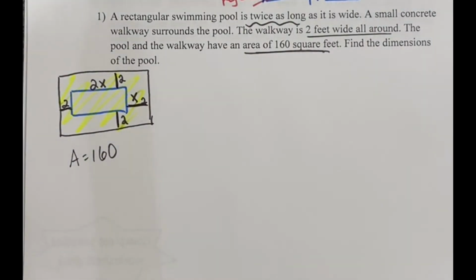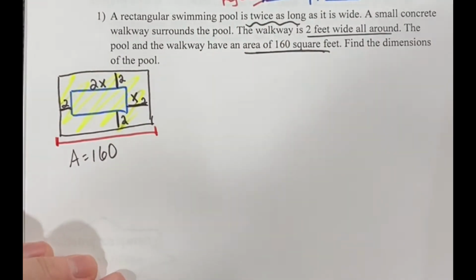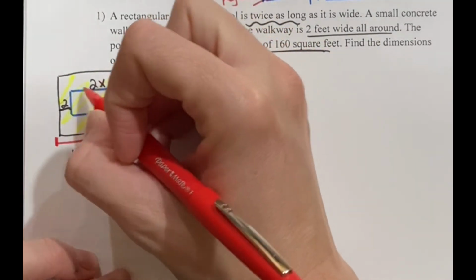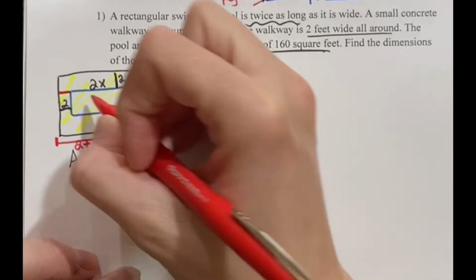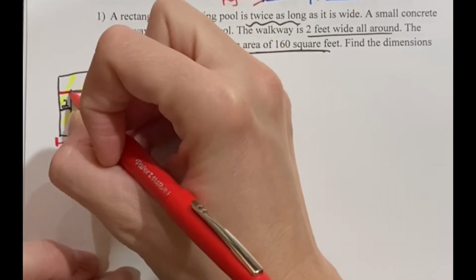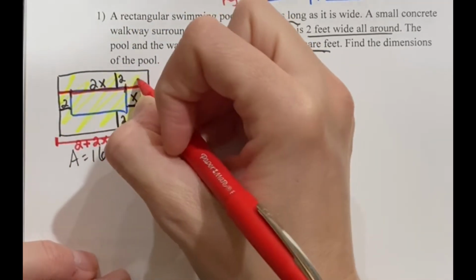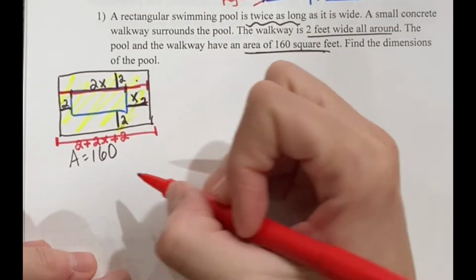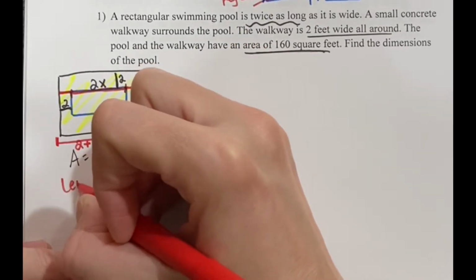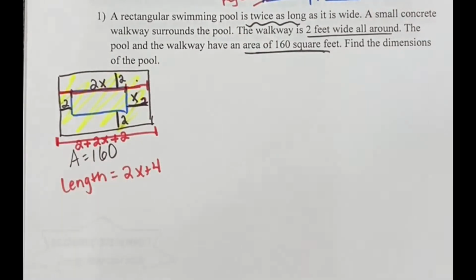Well, this one gets a little bit tricky. So the first thing we're going to look at is we need to figure out what my length is. And my length goes from all the way over here to all the way over here. So my length includes the 2 here. It also includes my 2x here. And it also includes my 2 here as well. So 2 plus 2x plus 2, I can combine my like terms, and my length would be 2x plus 4.